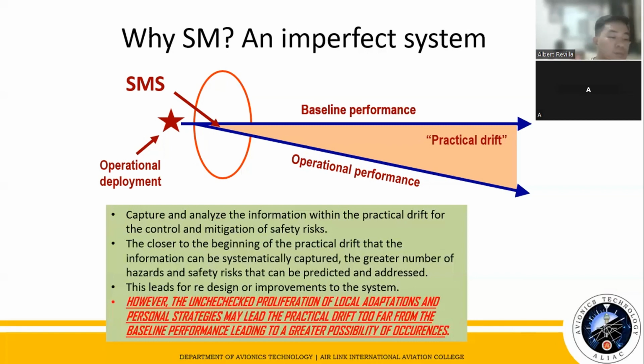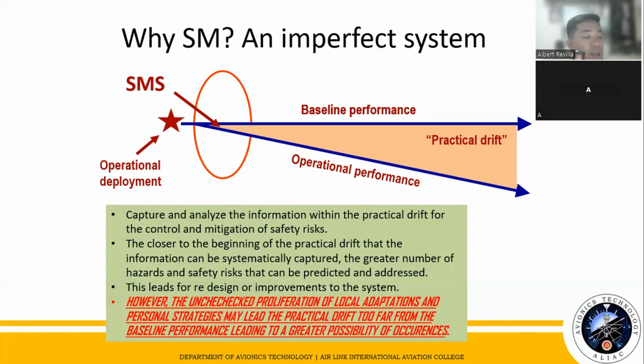If hindi mo na-address ng maayos or masyado kang malayo from the beginning, dyan mo na-discover yung pagkakamali, you need to redesign or you might need an improvement in your system. So, ganun lang kadali. So, however, the unchecked proliferation of local adaptations and personal strategies may lead the practical drift too far from the baseline performance, leading to a greater possibility of occurrence. O, yun din naman. Okay?